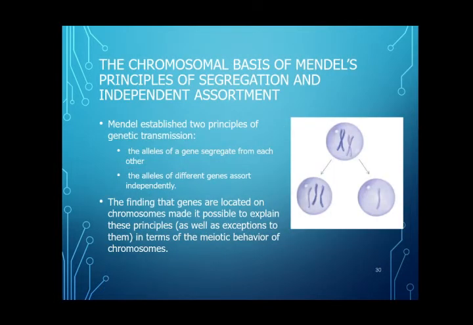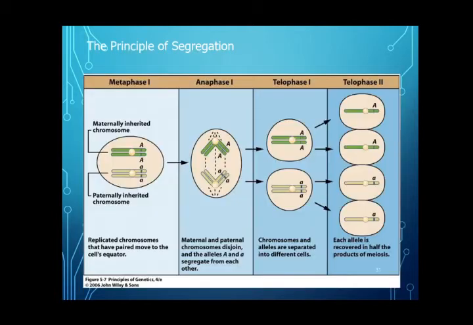So Mendel established two principles of genetic transmission. Alleles of genes segregate from each other, and alleles of different genes assort independently. Finding that genes are located on chromosomes made it possible to explain these principles, as well as exceptions to them, in terms of the genetic behavior of chromosomes.